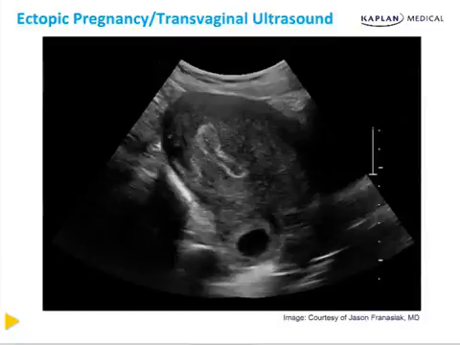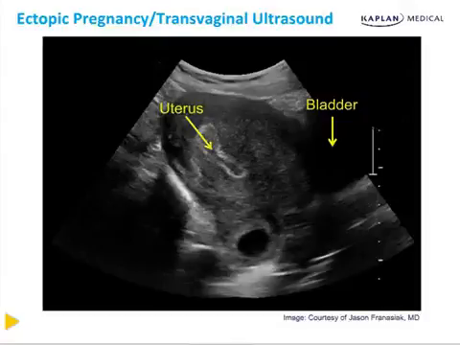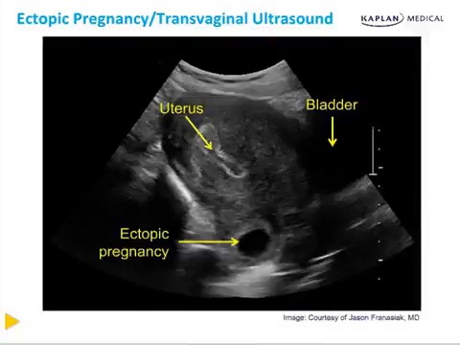Here's a great example of how an ultrasound can be used to identify a pregnancy of undetermined location. In a woman who has a positive beta-hCG, we see the uterus with the arrow pointing to the endometrial cavity, which appears to be empty. On the right is the bladder, and in the posterior cul-de-sac, we see a mass which is consistent with an ectopic pregnancy.